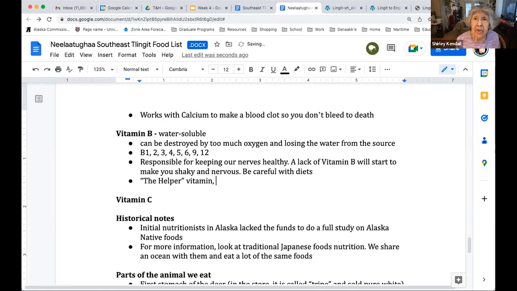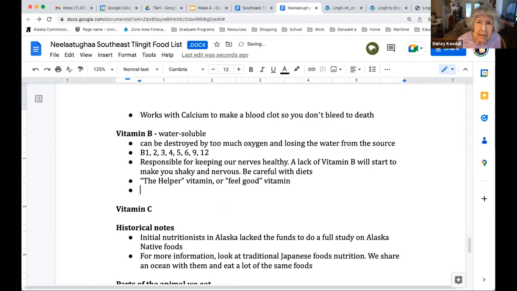If you know somebody that really is an alcoholic and has problems with that, they have probably destroyed much of the vitamin B in their bodies. And I think some doctors even advise alcoholics to take a vitamin B complex, because it is mostly referred to as a helper vitamin.